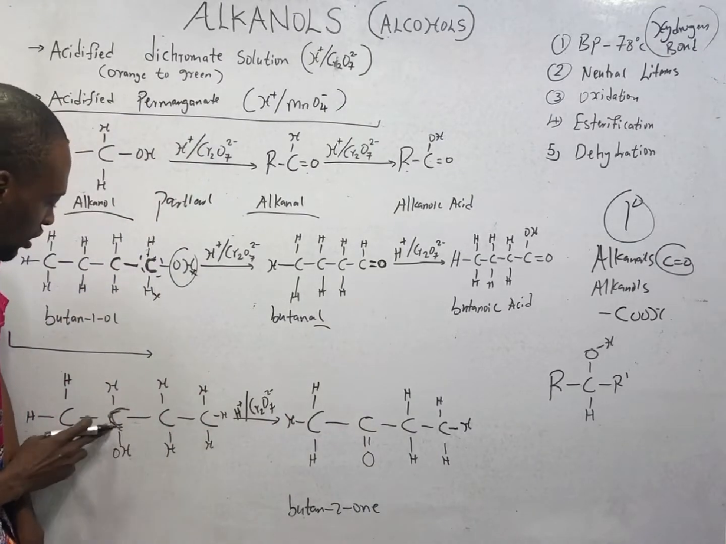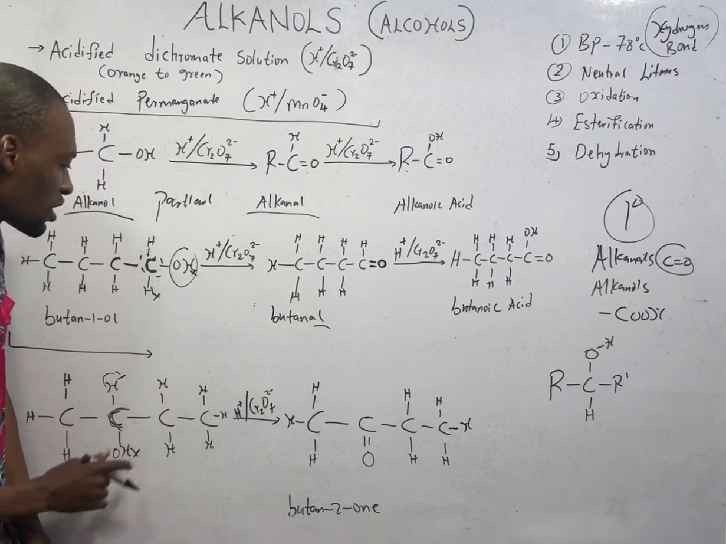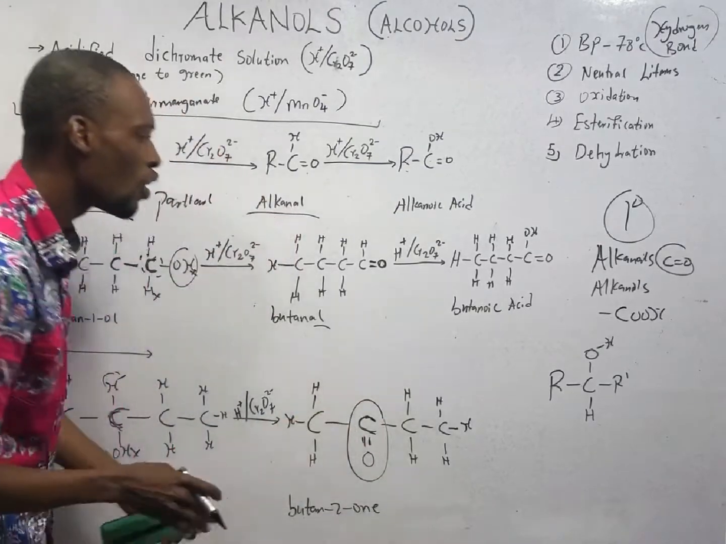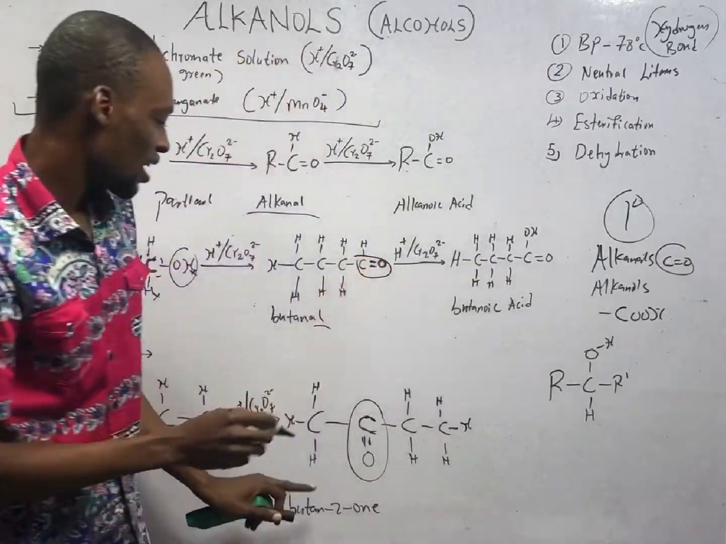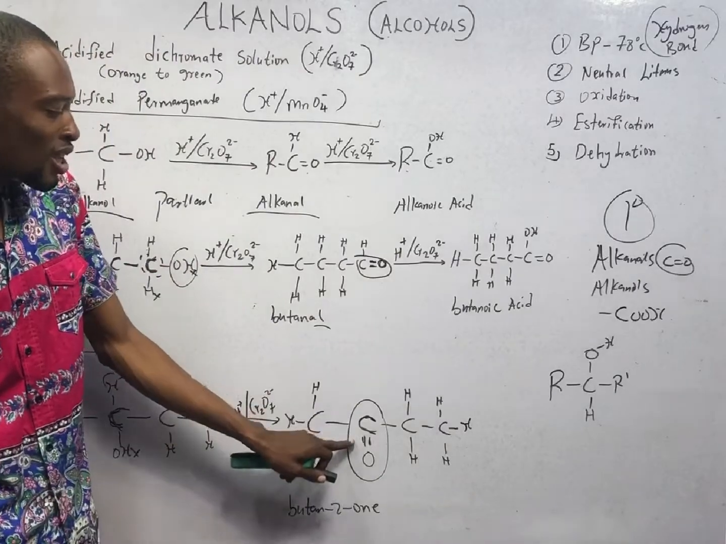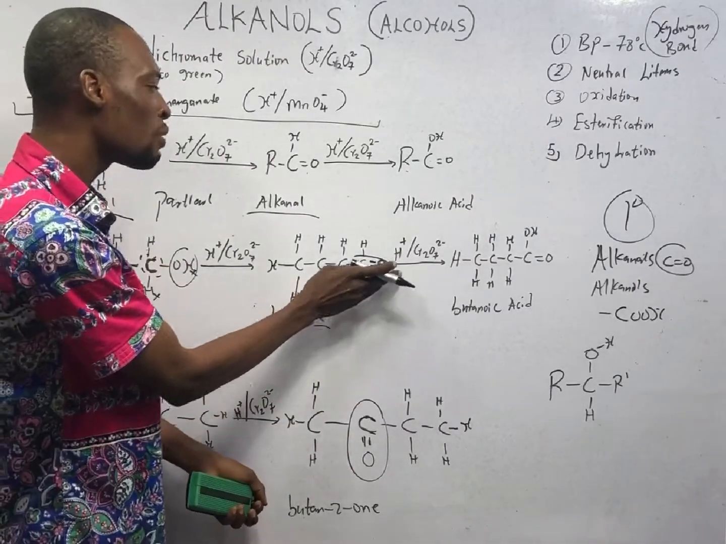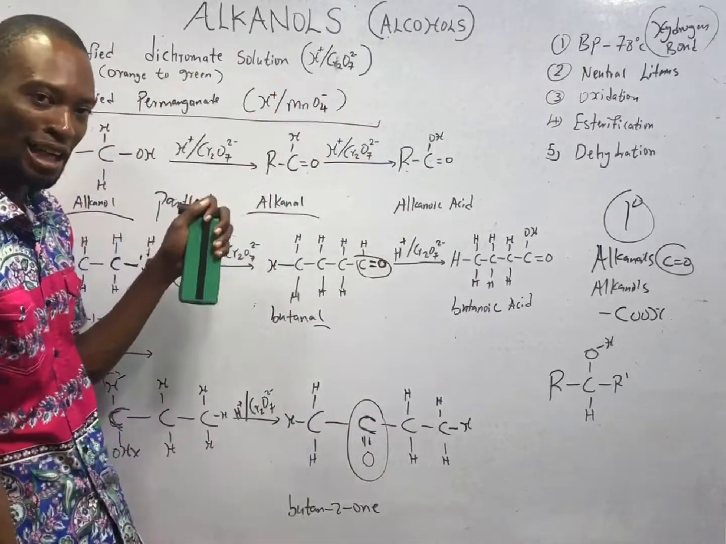Look at what happened here. Hydrogen is being removed. The removal of hydrogen is oxidation. So therefore, we have C double bond to O. The difference between this and this is that C double bond to O is in the middle, it's not terminal, while here, C double bond to O is at the edge. That is the difference between alkanals and alkanones.